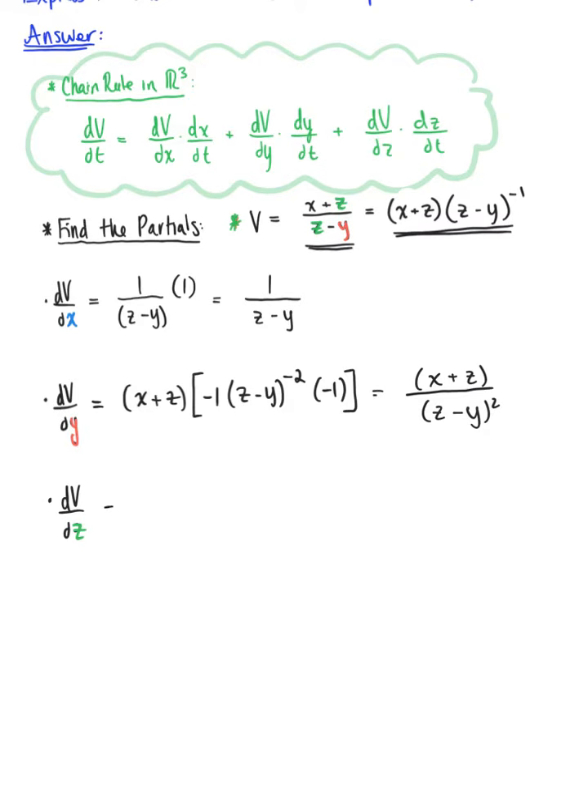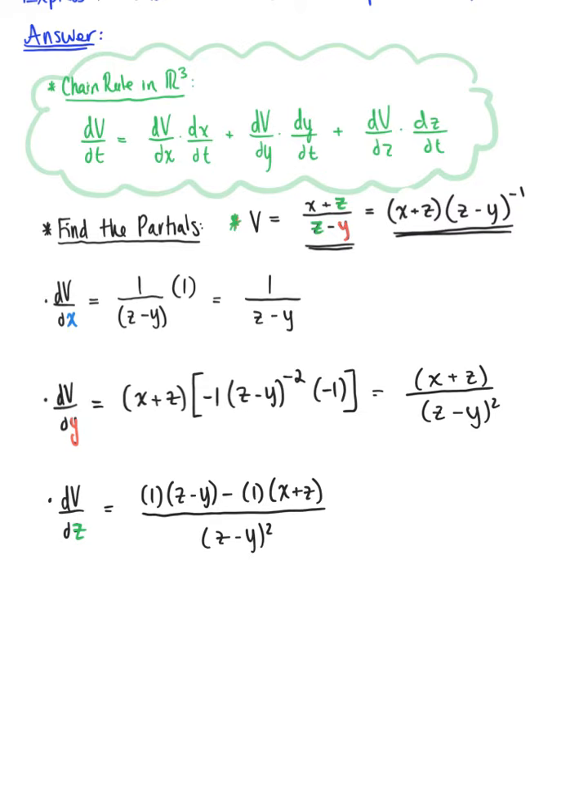So this leaves us with the derivative of the numerator with respect to z, which is just 1, multiplied by that original denominator, minus the derivative of the denominator, which is 1, multiplied by the original numerator, and this is all over your denominator squared, so (z − y) squared.